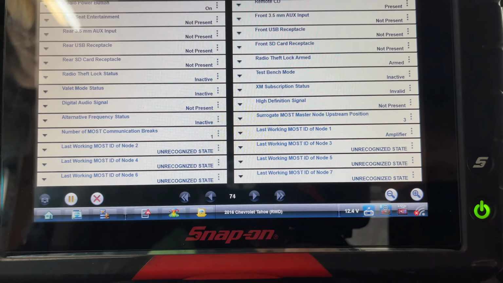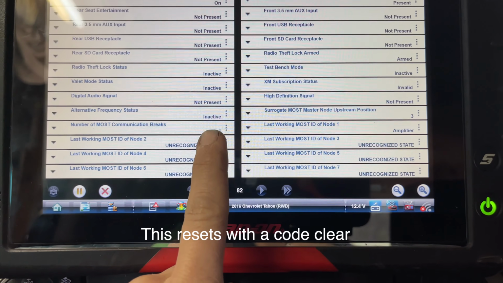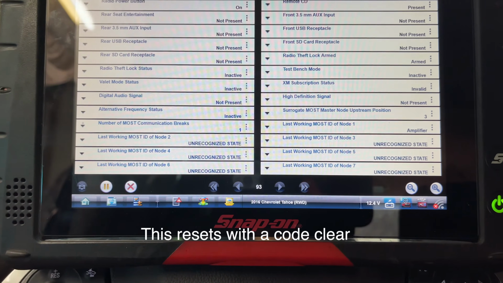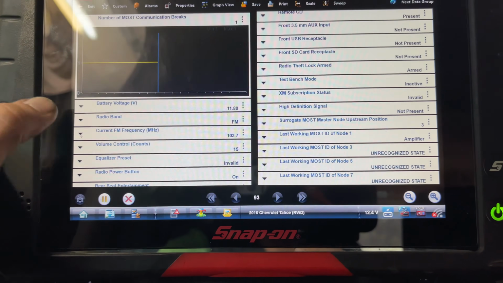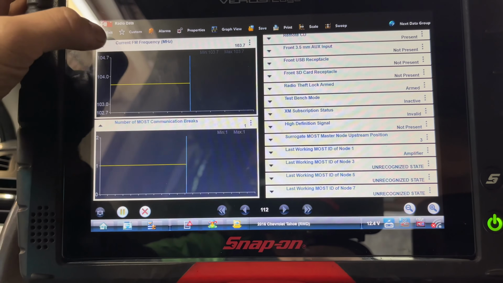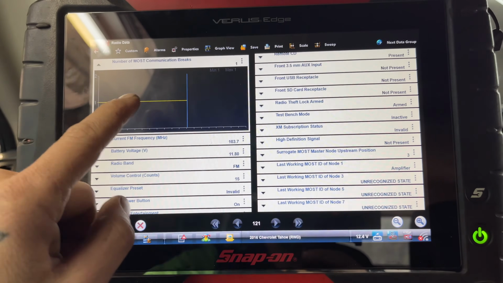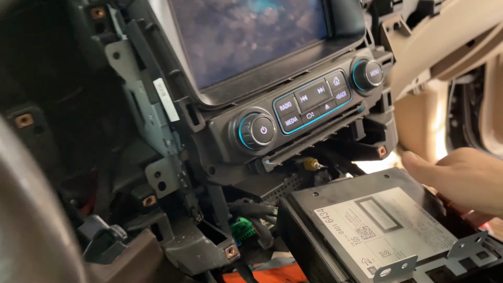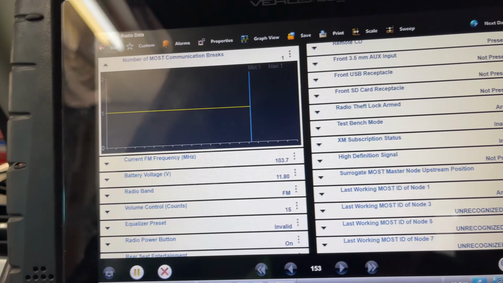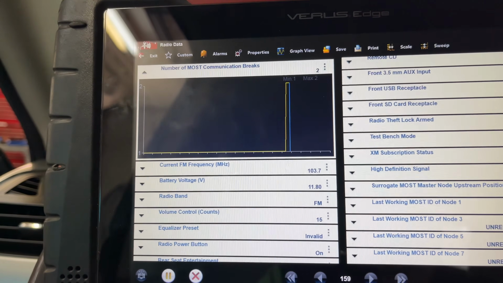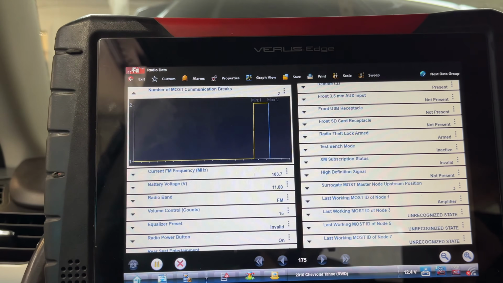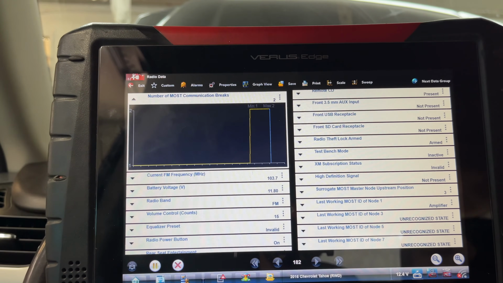But we see here we're at 1 on our MOST breaks. So basically what that is talking about is packets missing or breaks in the lines. The reason why there's one is because I unplugged and plugged this back up. If I unplug it again, you see we get two. Plug it back up, we get our audio back, and everything's all good.